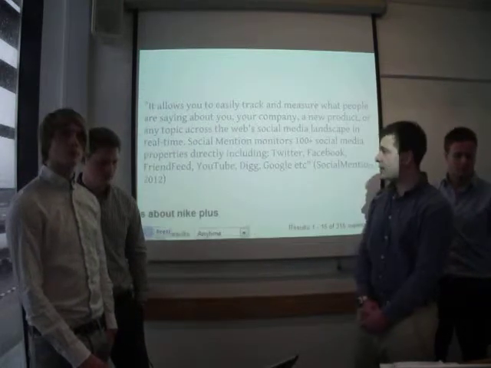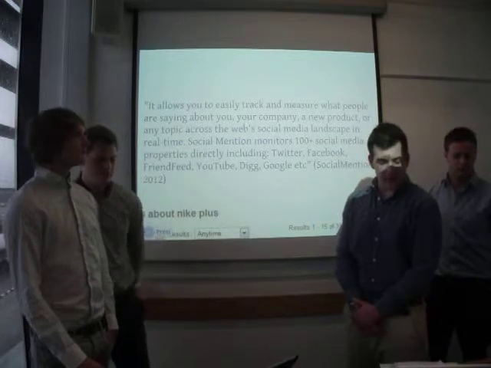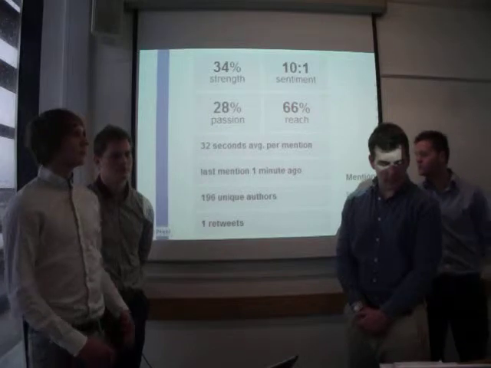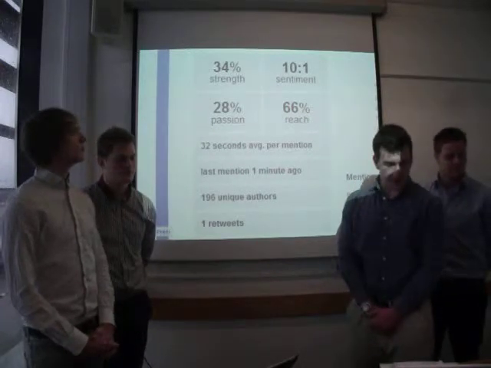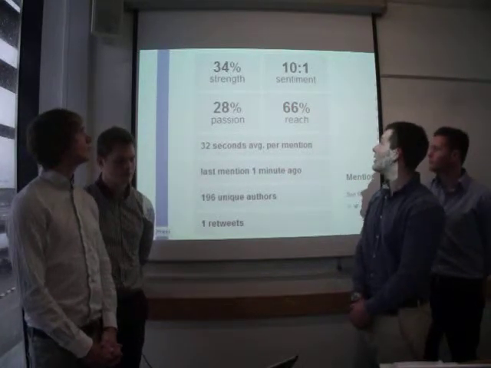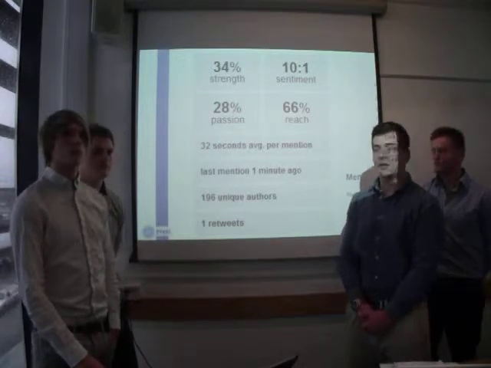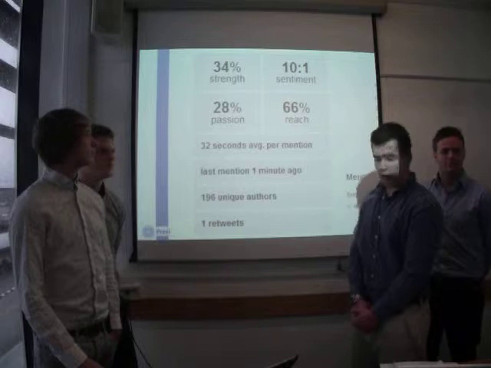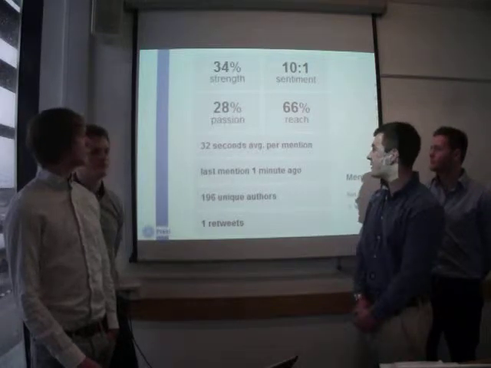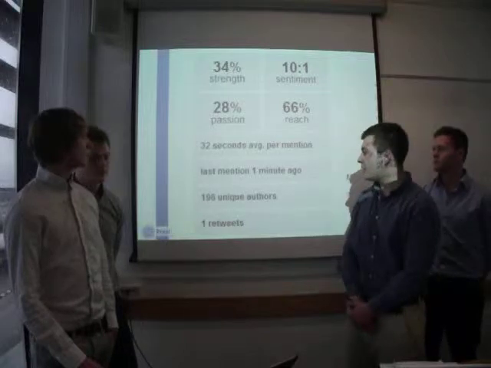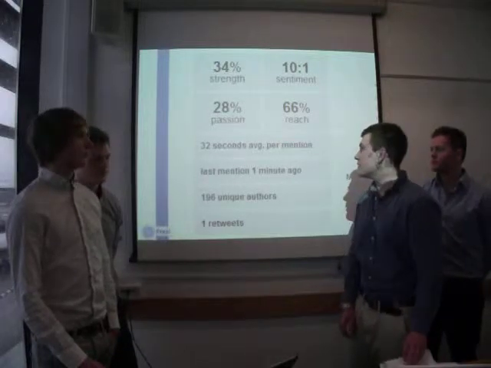As well as the newsfeed, Social Mention also provides a number of quick facts and figures at the side of the page. This includes the strength, the sentiment, the passion and the reach. These are all expressed as ratios or percentages. Below that, it also has the average seconds between mentions, the last time it was mentioned, how many unique authors and how many retweets it's achieved.